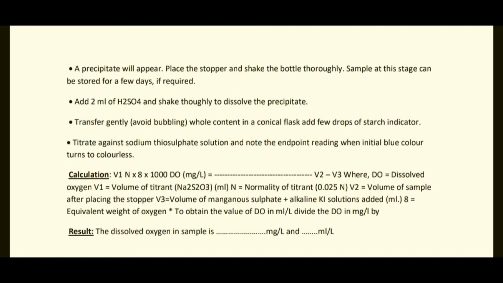The calculation of biochemical oxygen demand: DO in milligrams per liter = V1 × N × 8 × 1000 / (V2 − V3), where DO is dissolved oxygen, V1 is the volume of the titrant Na2S2O3 in milliliters, N is the normality of the titrant, V2 is the volume of the sample, and V3 is the volume of the magnesium sulfate plus alkaline KI solution added, in milliliters. 8 is the equivalent gram weight of oxygen. The obtained value of DO is in milliliters, converted to DO in milligrams per liter.